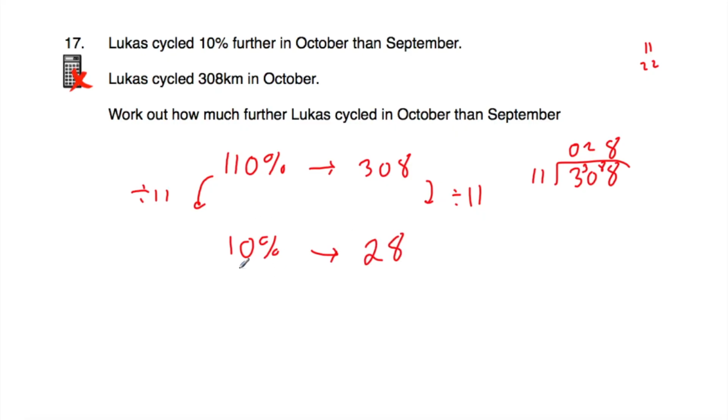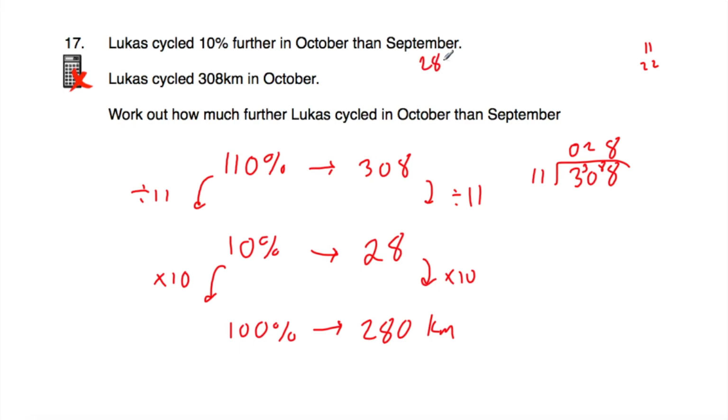And we want to find out what 100% is, so let's multiply by 10 and multiply by 10 and see what we get. So 10% times by 10 will be 100%, so that's how far he cycled in September, and that'd be equal to 28 times 10 is 280, so it's 280 kilometers. So how far did he cycle in September? 280 kilometers. Now the question actually says how much further did he cycle in October than September?